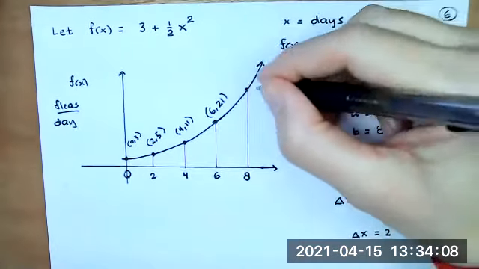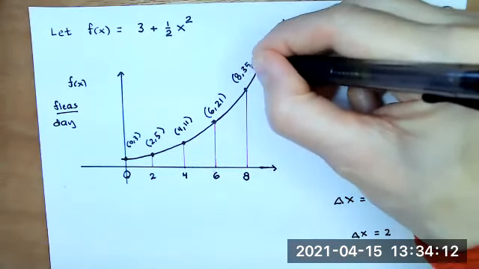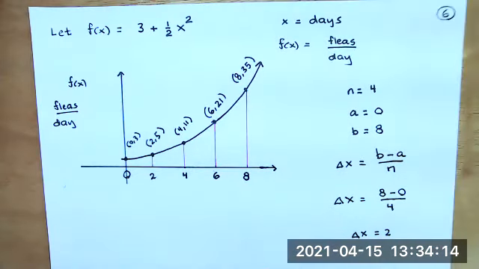We get 8 and 35. All right, let's find the left-hand sum and then the right-hand sum.